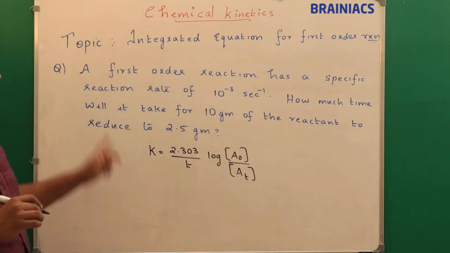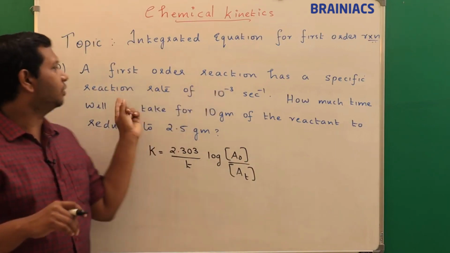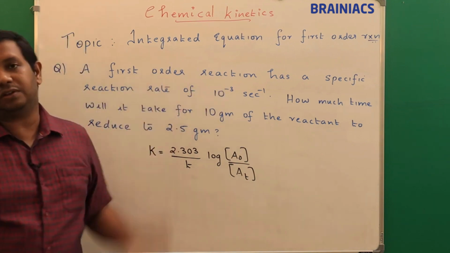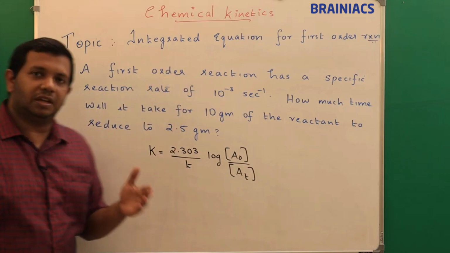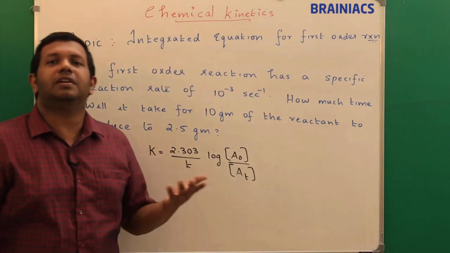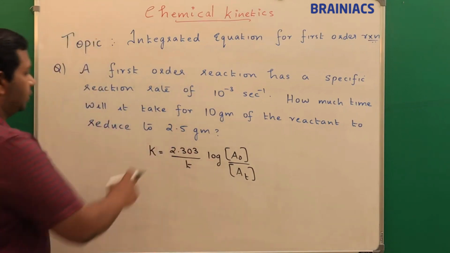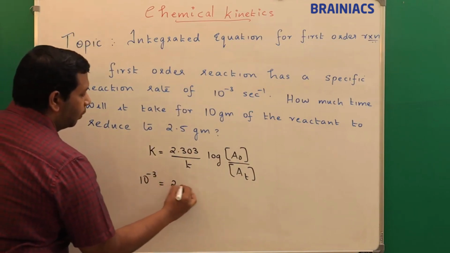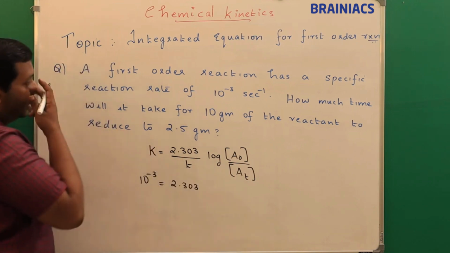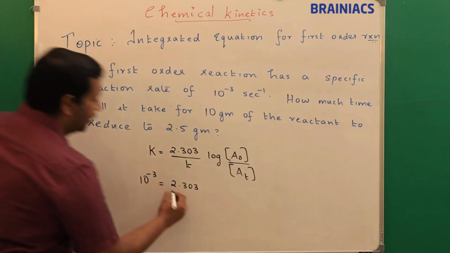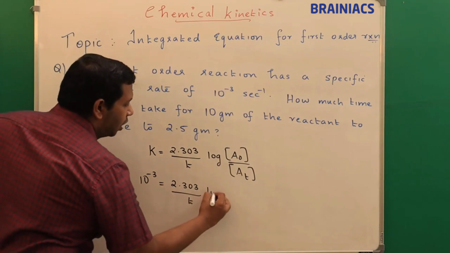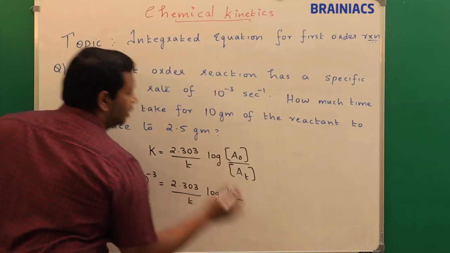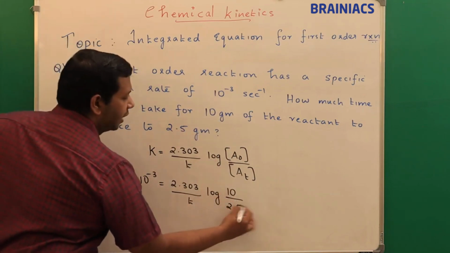Now tell me, they are saying it has a specific reaction rate. What do you mean by specific reaction rate? It is the other name of rate constant K. In questions sometimes they say rate constant or sometimes they say specific reaction rate. So the rate constant K they have given as 10 power minus 3, and 2.303. Now they are asking how much time. So time is what you need to find out. The initial concentration was 10 gram, correct? To reduce that to 2.5 gram.